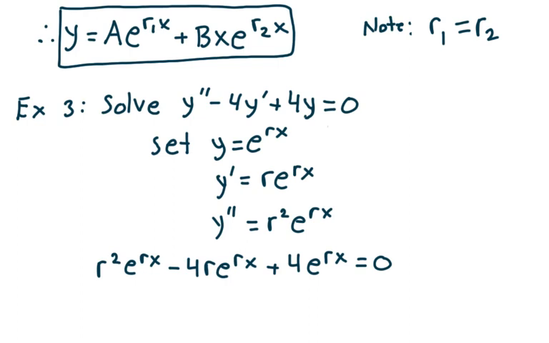Okay. Let's take a look at example 3. Solve y double prime minus 4y prime plus 4y equals 0. We're going to do the same process as we did in the first two examples. So the first step is we set y equal to e to the rx. y prime is re to the rx, and y double prime is r squared e to the rx. If I make my substitution, I get r squared e to the rx minus 4r e to the rx plus 4e to the rx is equal to 0.